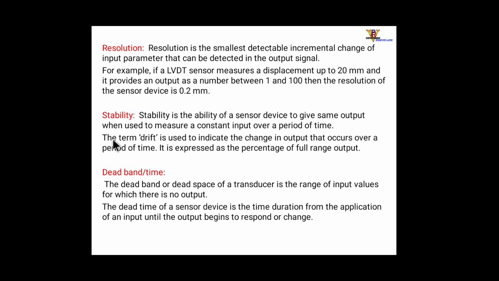Sometimes the term drift is also used to indicate the change in output that occurs over a period of time. It is expressed as a percentage of full range output. Sometimes we can use drift instead of stability.